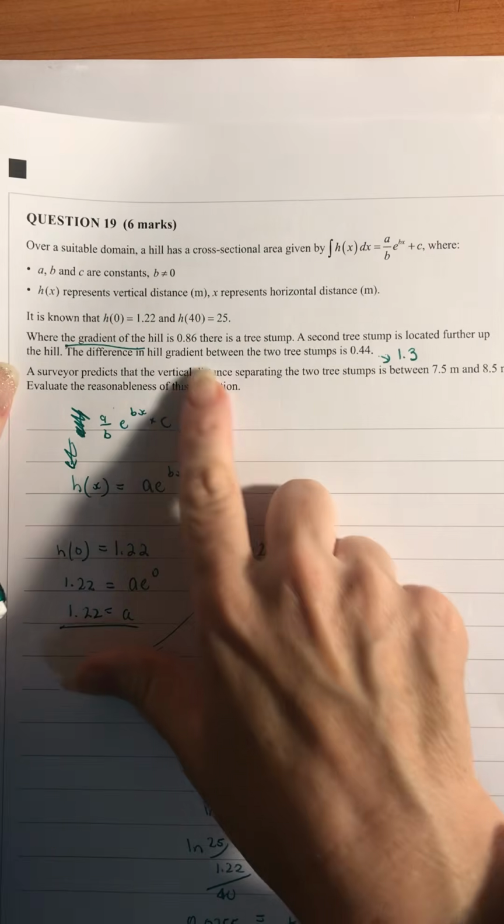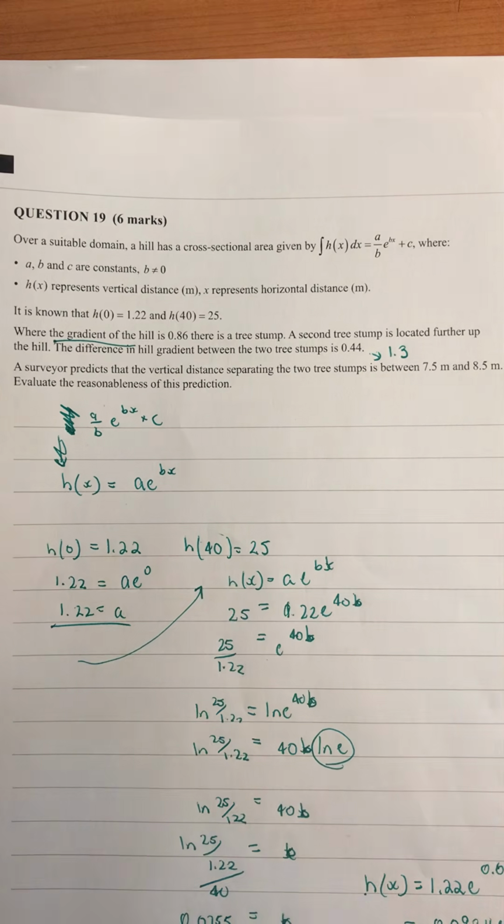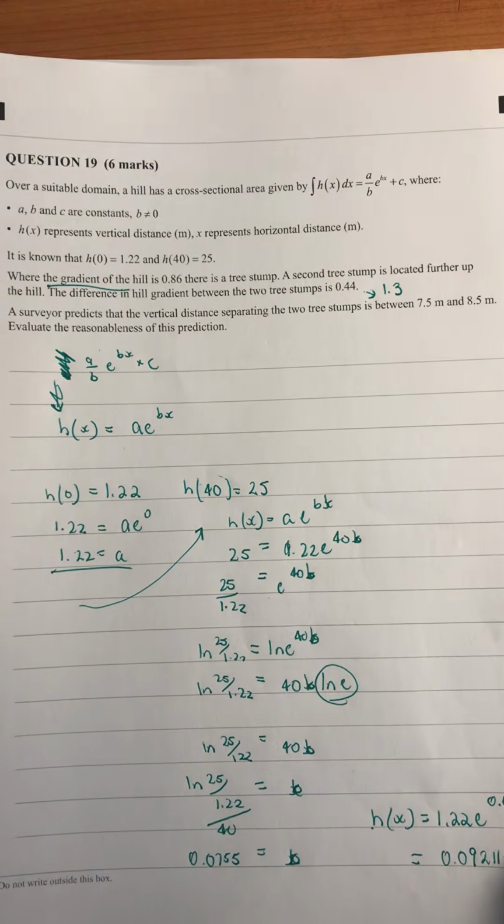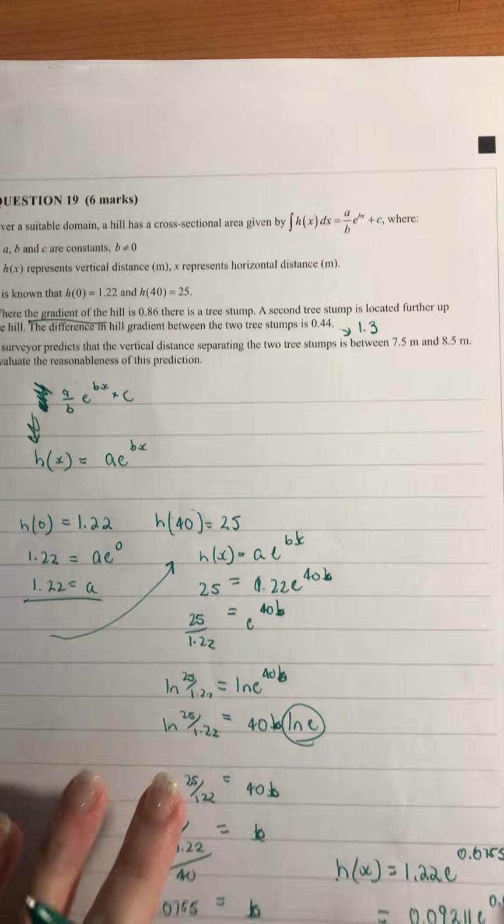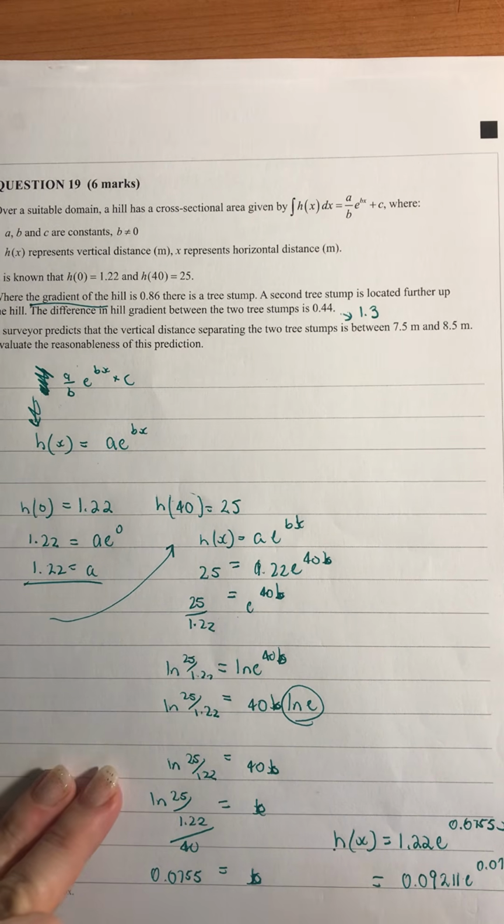You are then comparing that to your statement here that it was between 7.5 and 8.5, and then you can say that that is unreasonable. Quite a long last question. Obviously the solutions to that are on the QCAA website if you want to look in a bit more detail.